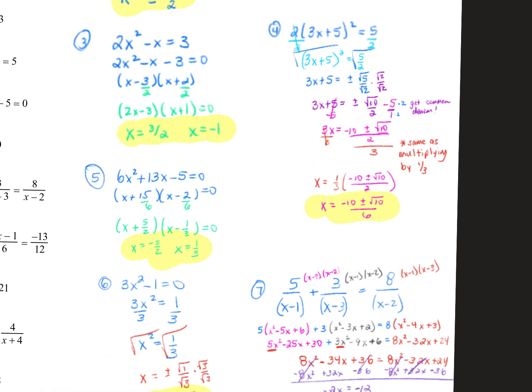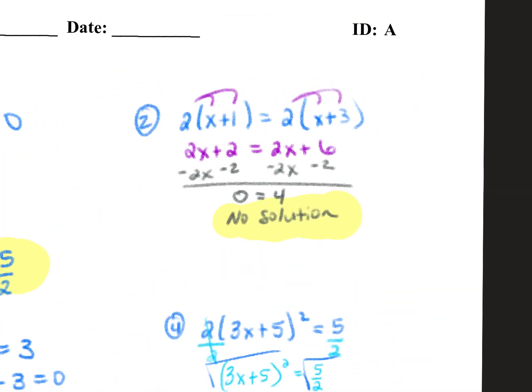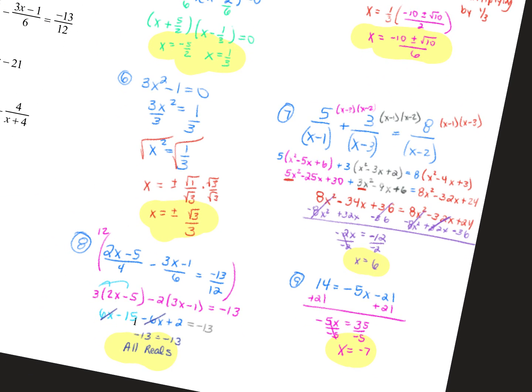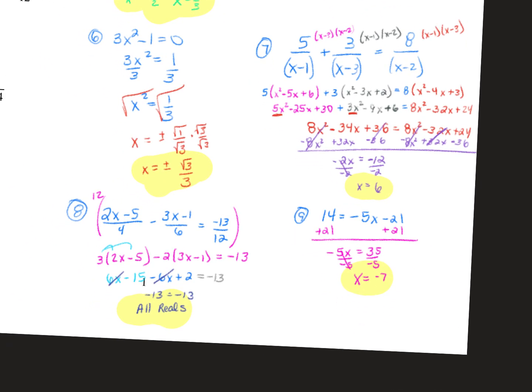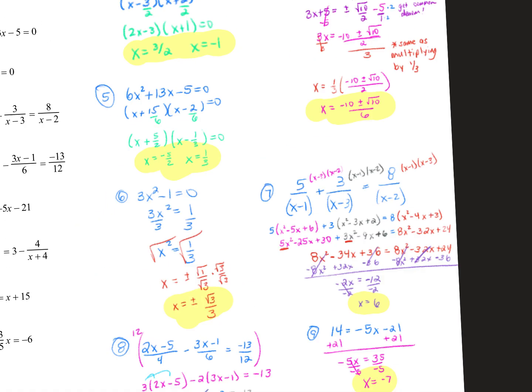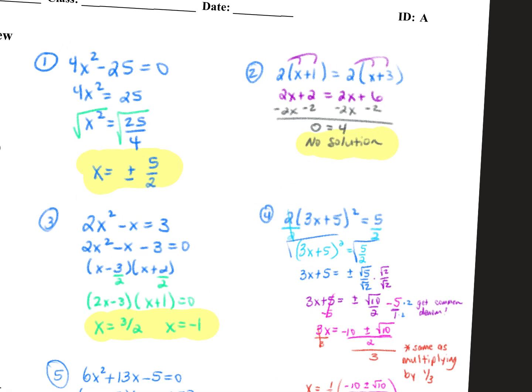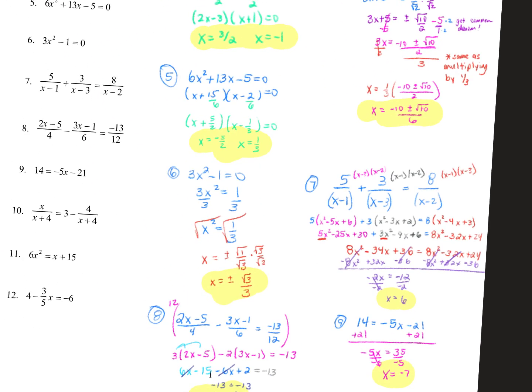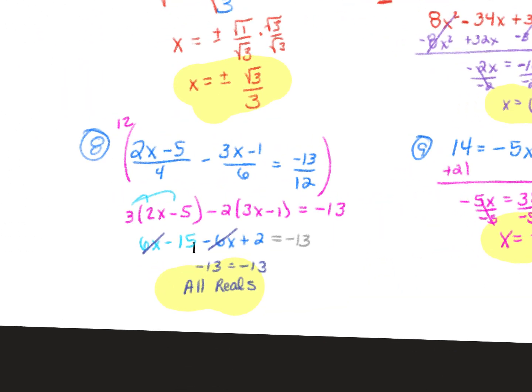You guys see the difference between number 2 being no solution and number 8 being all reals. All right, when you come out with an untrue math statement, 0 equals 4, that is not a true math statement. That's why that one's no solution. And then here, when the left-hand side equals the right-hand side, that's all reals. Do you guys understand that?